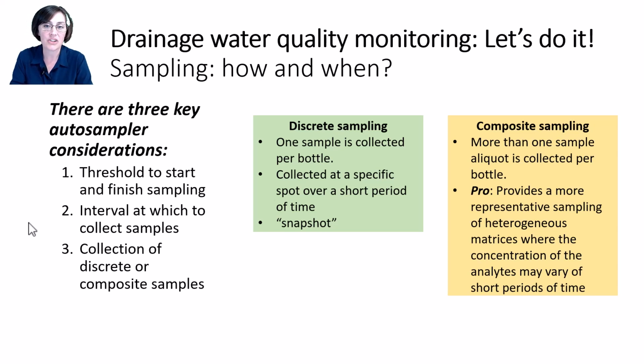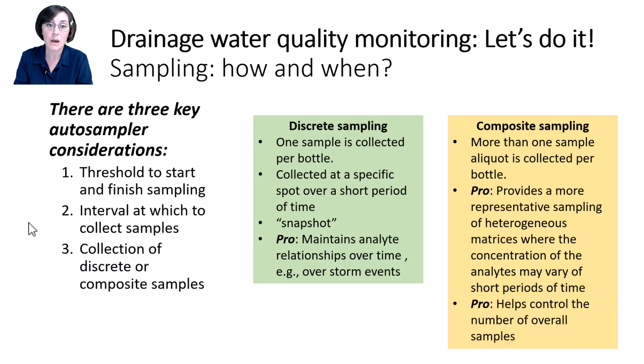Composite sampling essentially increases autosampler capacity by collecting more than one sample aliquot into one given bottle before the autosampler moves on to the next bottle. An example would be collecting 100 milliliters every 6 hours, 4 times a day, to create one 400 milliliter composite daily sample. By putting multiple samples into one bottle, you lose some nuances of those individual samples, but nevertheless, composite sampling is recommended to control the number of total samples that you have to collect.